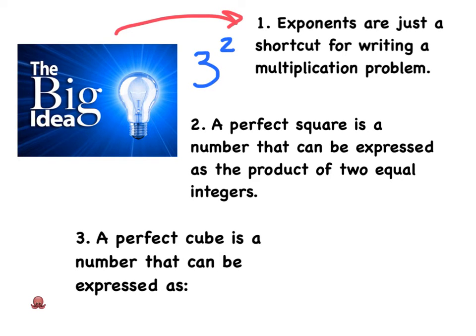A perfect square is a number that can be expressed as the product of two equal integers. Perfect squares can be represented by x to the second power, or x squared. A perfect cube is a number that can be expressed as x to the third power, or x cubed, where x is a positive whole number. Remember, exponents are just a shortcut for writing a multiplication problem.